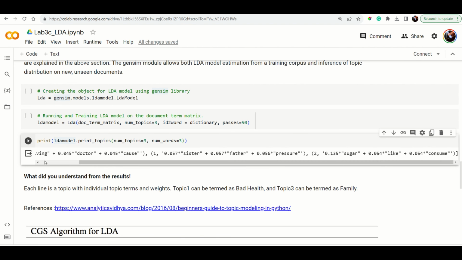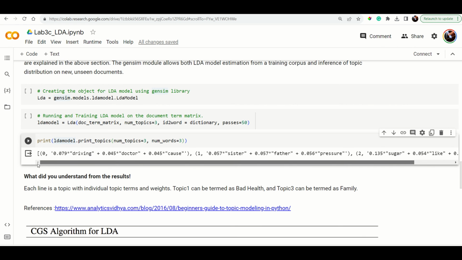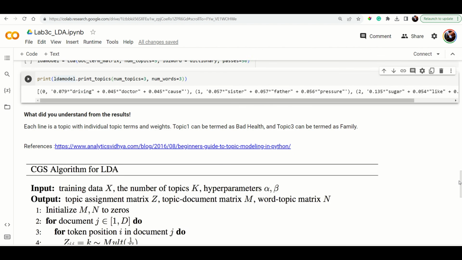So here this is how you have to interpret it. The interpretation basically helps like this. Each of your outputs is part of the result of one document, right? Each line is a topic with individual topic terms and its corresponding weight, okay? Topic 1, you could say, is something related to bad health, and topic 2 is related to your family. So like that you will be able to understand from here.